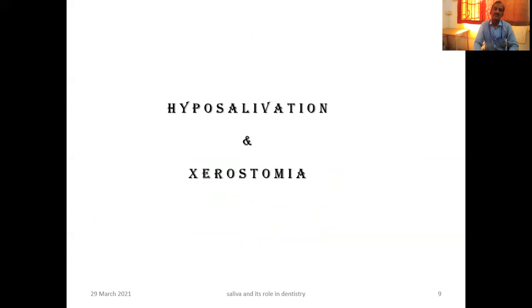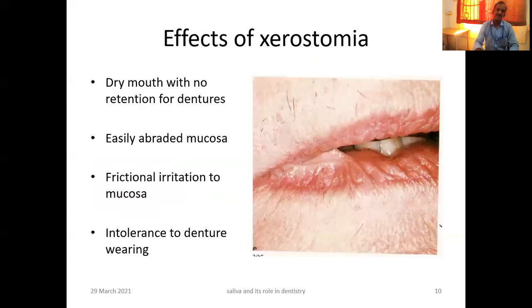See, in the clinical condition, there can be hyposalivation, or there can be total dryness of the mouth. That is called xerostomia. These two things, as a clinician, you should be well versed in. What are the effects of xerostomia? Dry mouth, no retention for the dentures, and easily abraded mucosa. Then there will be friction in the mucosa. The patient can't bear tension.